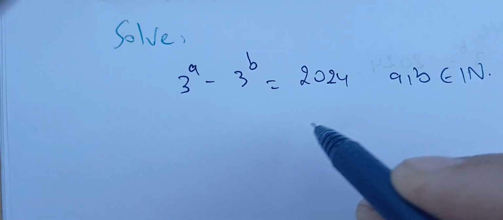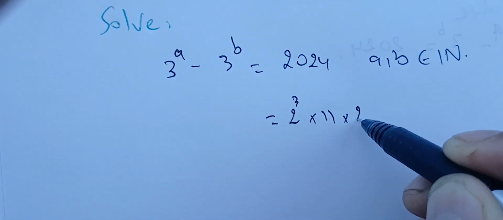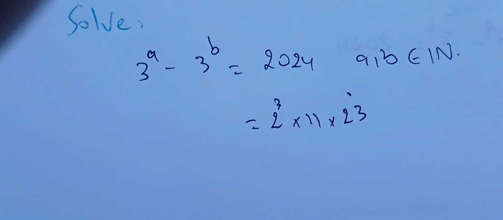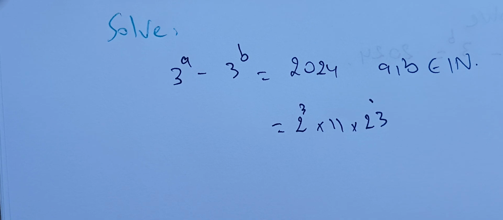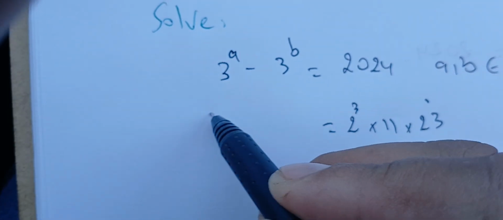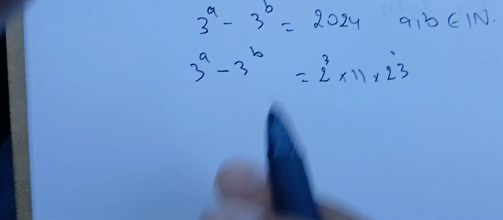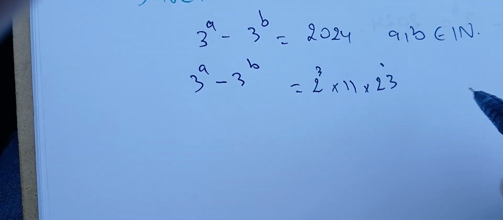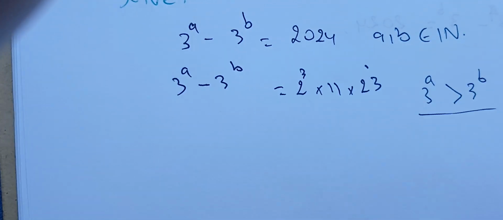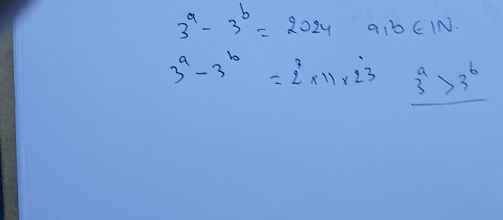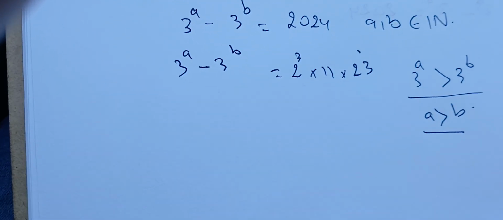So if we keep dividing by 2, we get 2^3 times 11 times 23, if my computation is right; I didn't check it. So now we have 3^a − 3^b equals this number. That means 3^a is bigger than 3^b. Since we have the same base, this means that a is bigger than b.